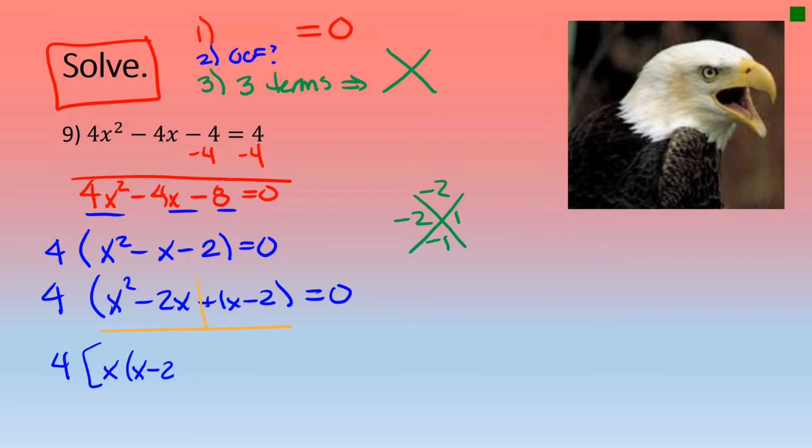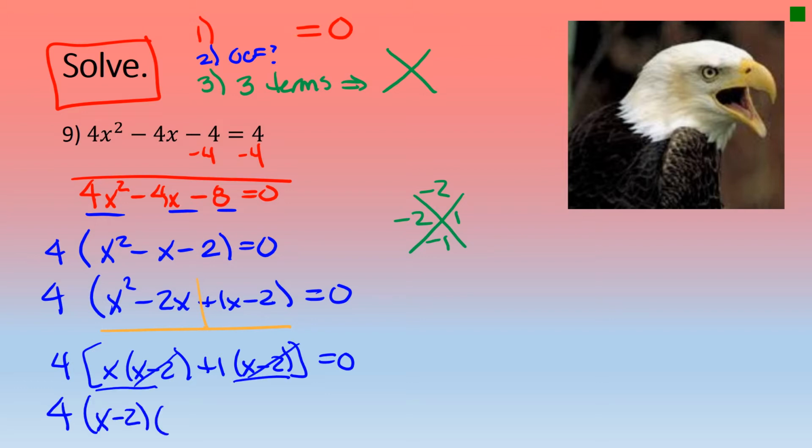I have x minus 2. I'm going to pull out a 1. I have x minus 2. I have equals 0. Keep the 4. What do those two have in common? X minus 2. That's my GCF. Leftovers, x plus 1. Don't lose the equals 0.